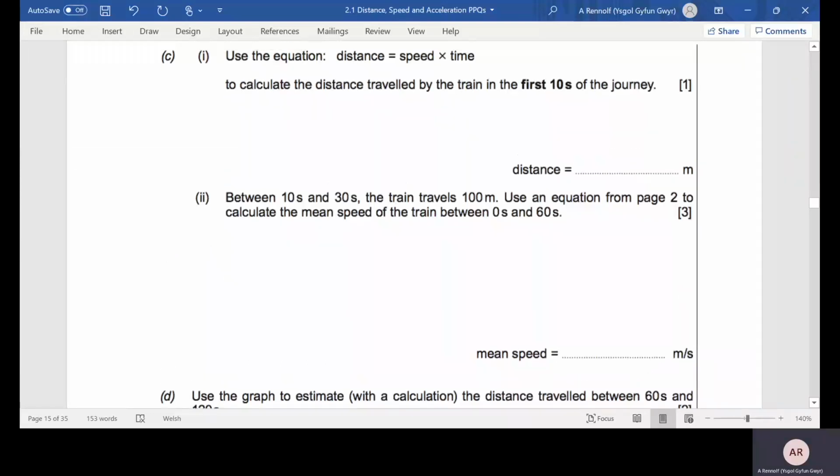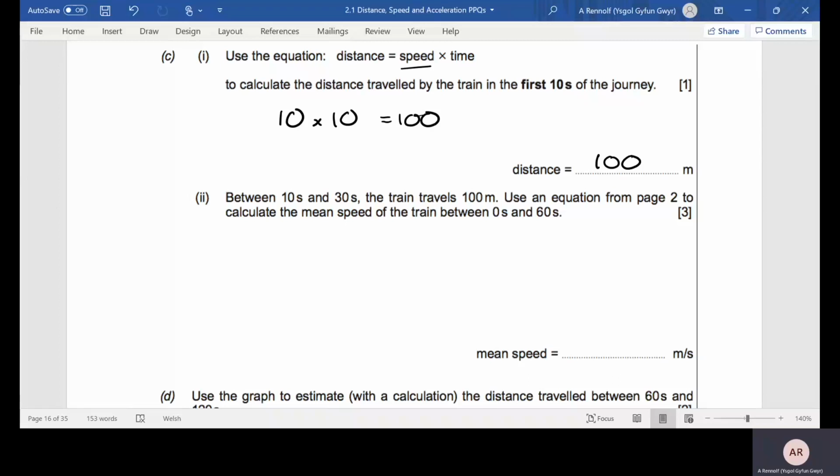Moving on then, use the equation distance equals speed times time to calculate the distance travelled by the train for the first 10 seconds of the journey. It's travelling at 10 meters per second, that's the speed, and it does that for 10 seconds. So nice and easy, 100 meters is our distance there. And between 10 seconds and 30 seconds, the train travels another 100 meters.